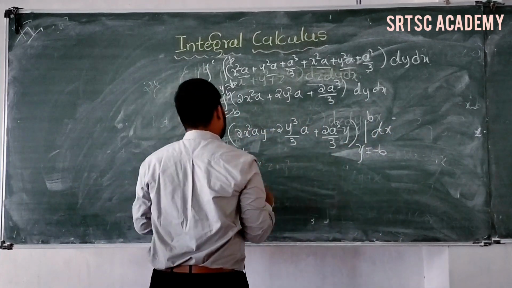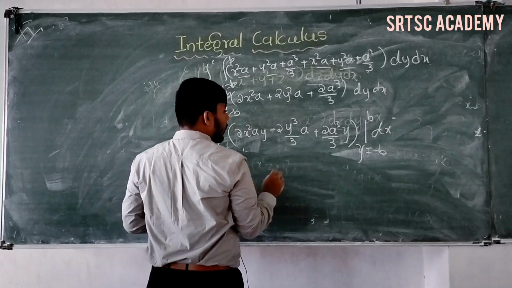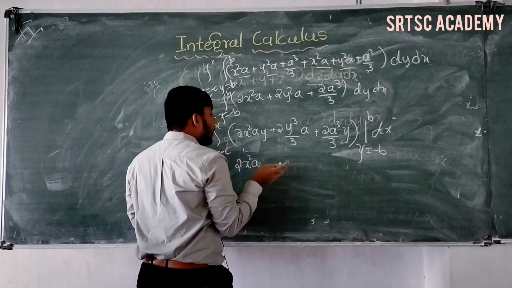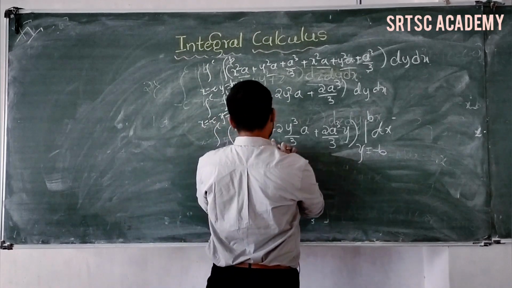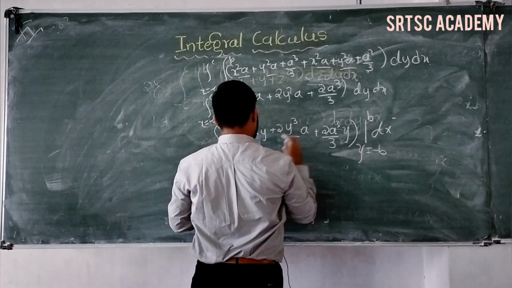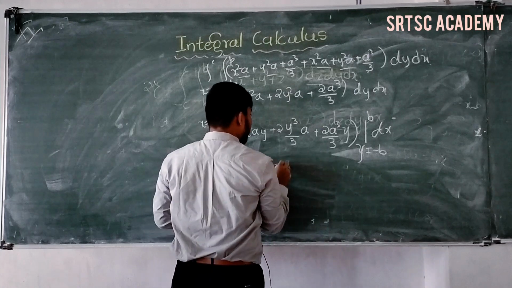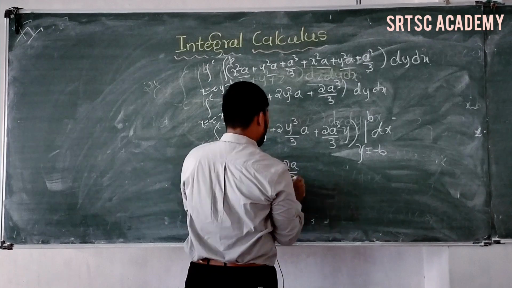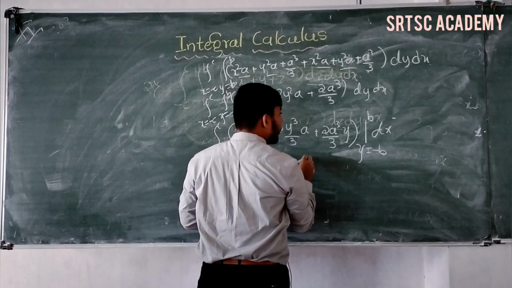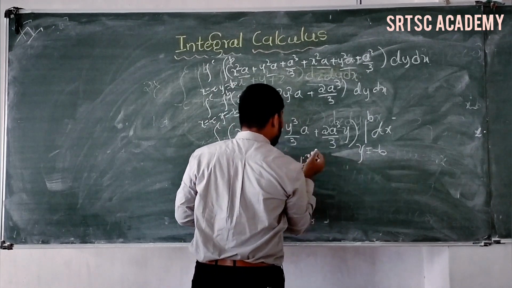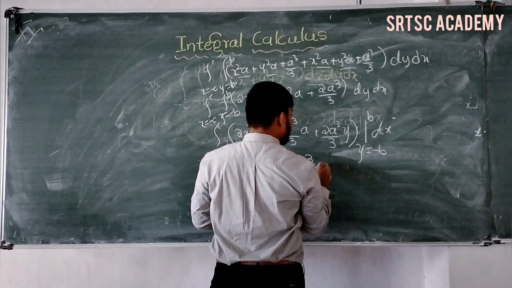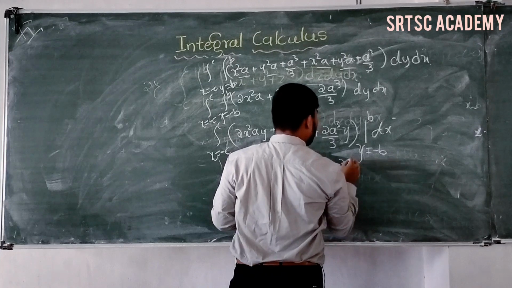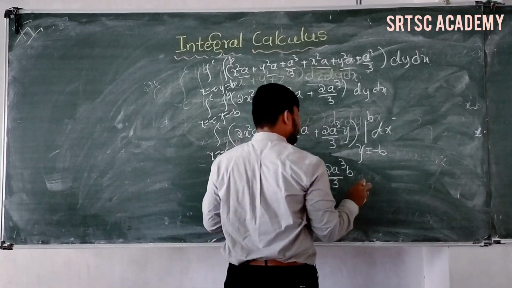Simplify, apply the limit. 2x²a y is what? First y, apply the upper limit: b plus 2a³/3 is common. Apply the upper limit. Upper limit is what? b³ plus 2a³/3. Upper limit is b, right?